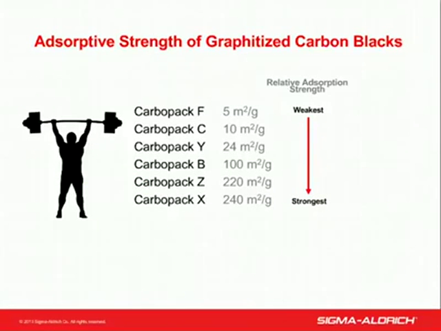This slide shows the adsorptive strength of the graphitized carbon blacks, with Carbopack C being the weakest at 5 meters squared per gram, to Carbopack X with 240 meters squared per gram. Carbopack C doesn't have much surface area and has shown good promise for releasing those compounds that are reaching into the semi-volatile range. And Carbopack B is doing a very good job of the compounds that are midpoint boilers and very light compounds.